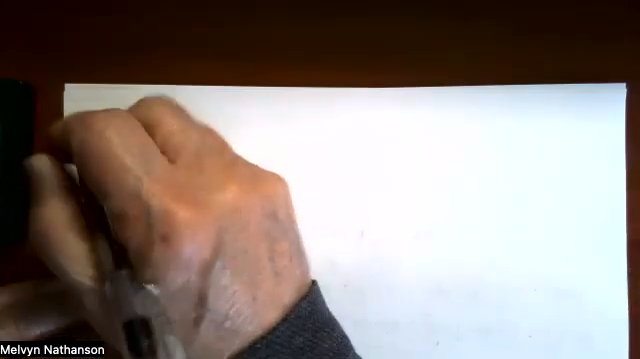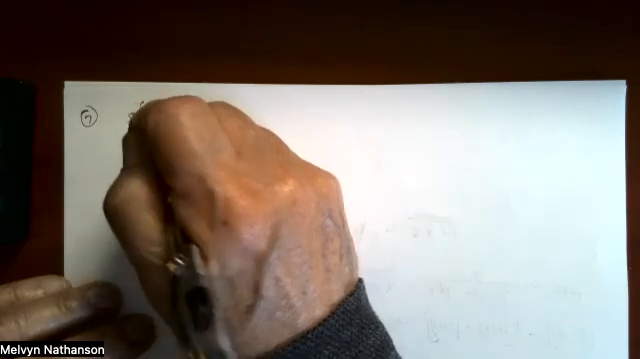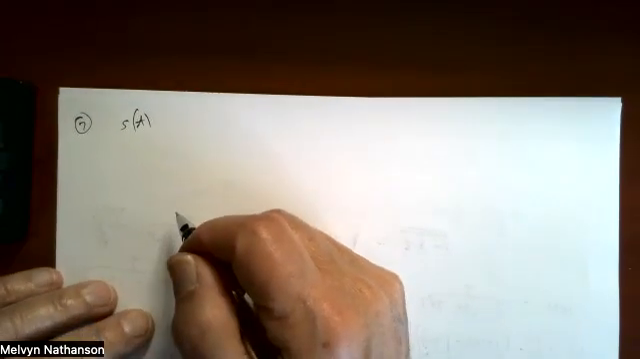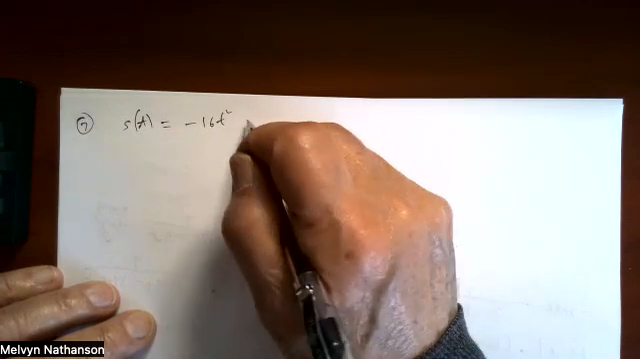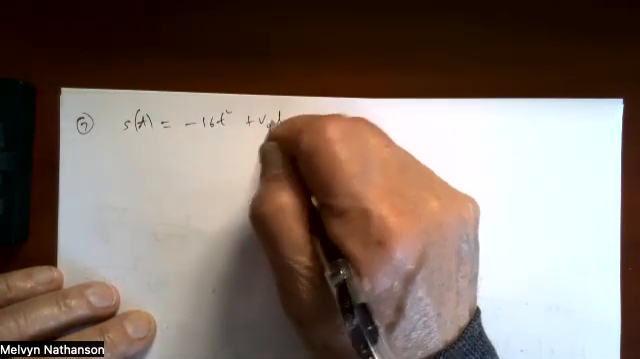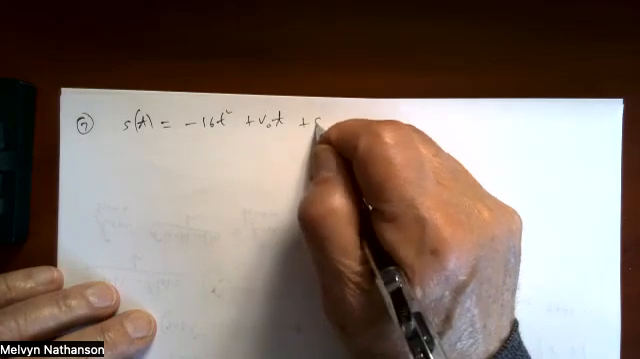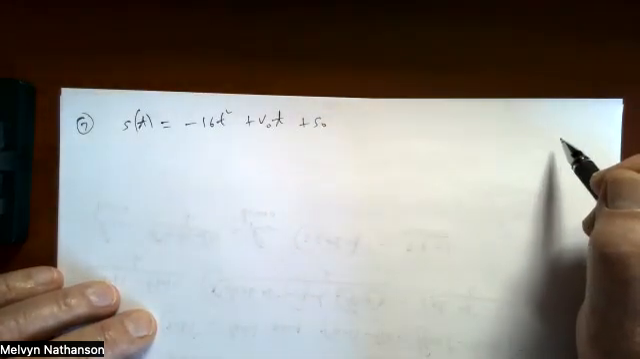And the last problem is problem number 7. We have an object that is falling down under the force of gravity, and the position at time t, s of t, so the position is s, t is time. At time t, the height above the ground is minus 16t squared plus v naught, the initial velocity, times t, plus s naught, the initial height, right?